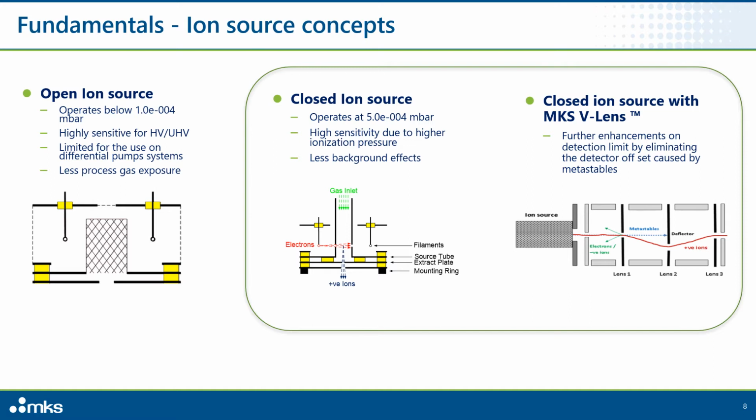MKS has developed a V-lens ion optic technique which will retain and discharge the metastables in the ion source. That is significantly improving the detection limit of the QMS. Depending on the gas mix, we can achieve a detection limit down to 15 ppm.